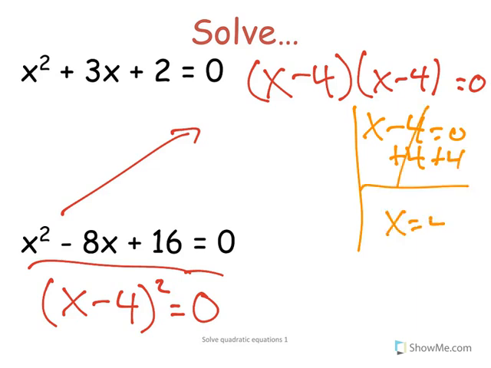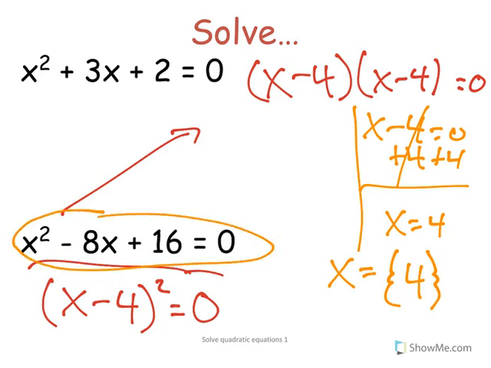So I get x is equal to 4. If I want to express it as a solution set, it would just be 4. And again, if I want to casually go back and take a look, 4 squared is 16, minus 32 is negative 16, plus 16 is 0. So since this is a perfect square trinomial, since the factors were the same, since the equations were the same, there is only one solution, and that solution is positive 4.